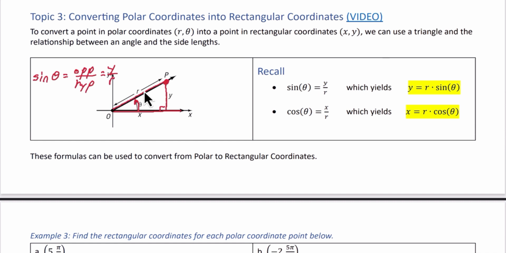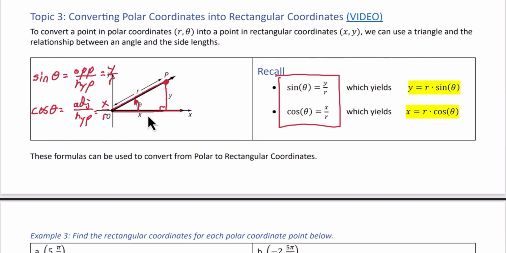And we also have cosine. Cosine theta is adjacent over hypotenuse. And again, referring to the angle theta, the side adjacent would be x, the hypotenuse would be r. So we have x divided by r, which is essentially what we have here. Again, these are coming from this right triangle.